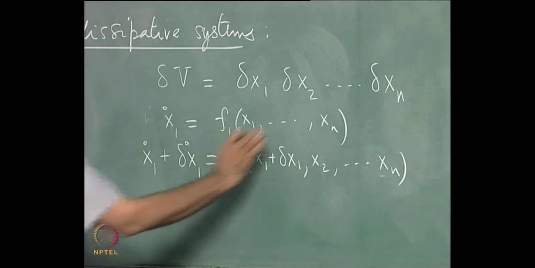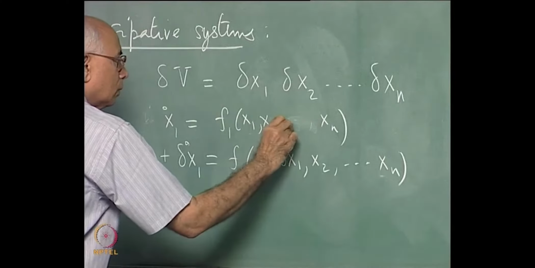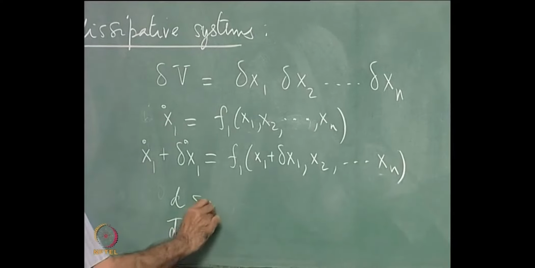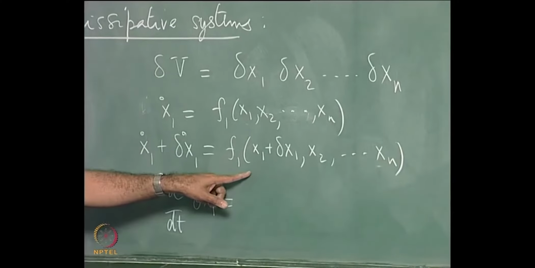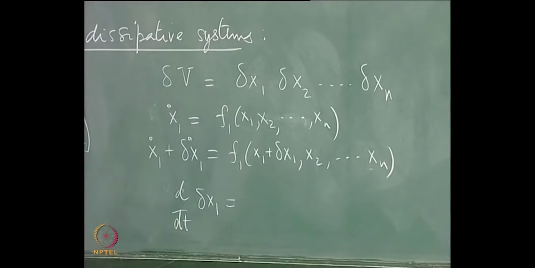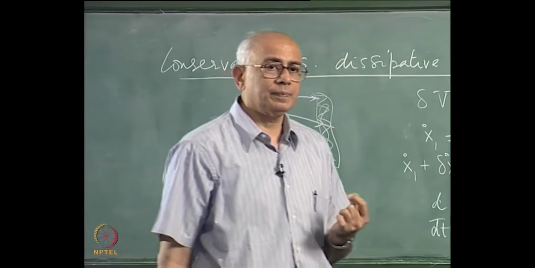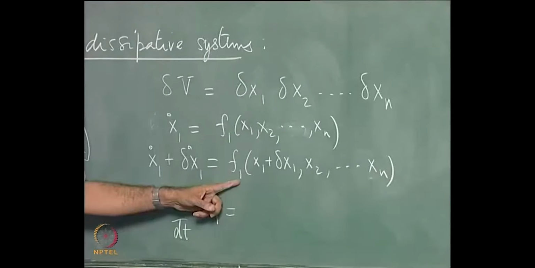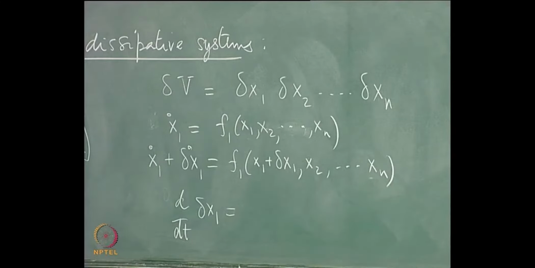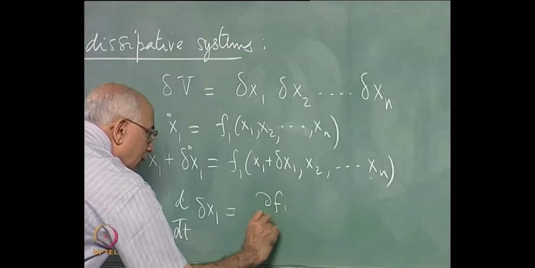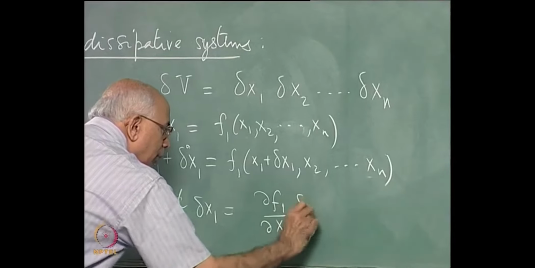in this fashion. So let me complete that by writing x2 up to xn. Subtracting one from the other, it is immediately clear that d over dt of delta x1 is the difference between this quantity and this quantity here. What would that be to first order in the infinitesimal delta x1? I want the difference between this quantity and that quantity to first order in delta x1. It is just, you are completely right, the partial derivative of f1 with respect to x1 multiplied by delta x1.